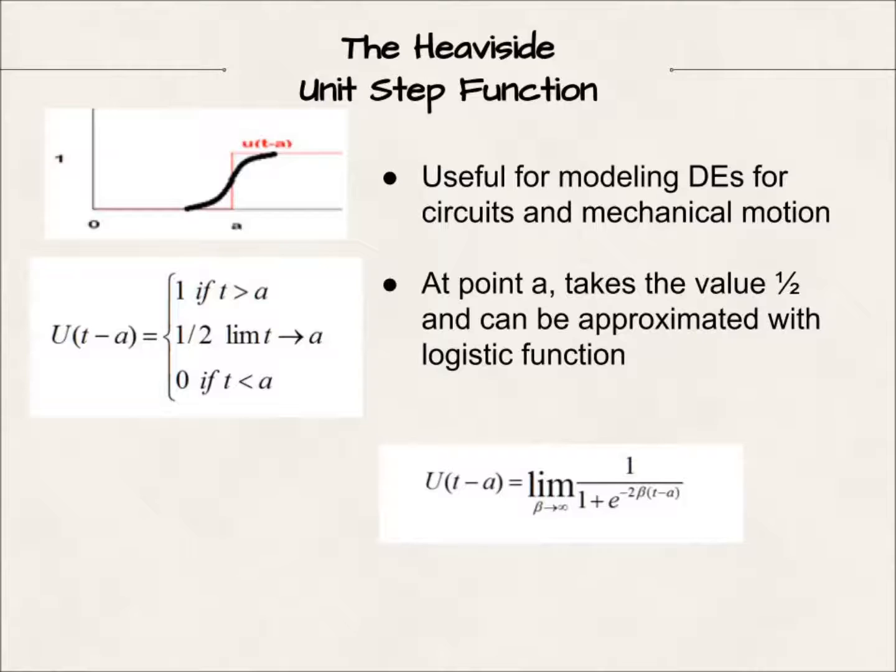There is a discontinuity at t equals a, but we often model this transition phase by logistic equations, sometimes written as the limit of b approaches infinity of 1 over 1 plus e to the minus 2b times t minus a, where the unit step function u of t minus a is equal to half of 1 when t equals a.